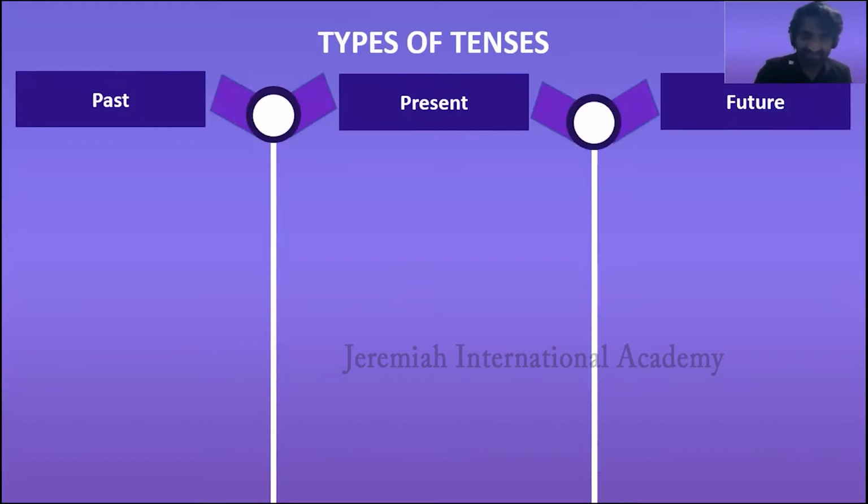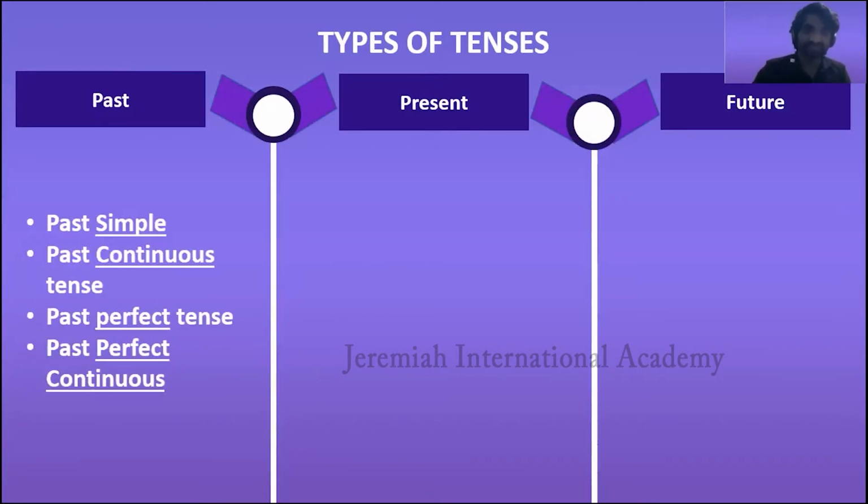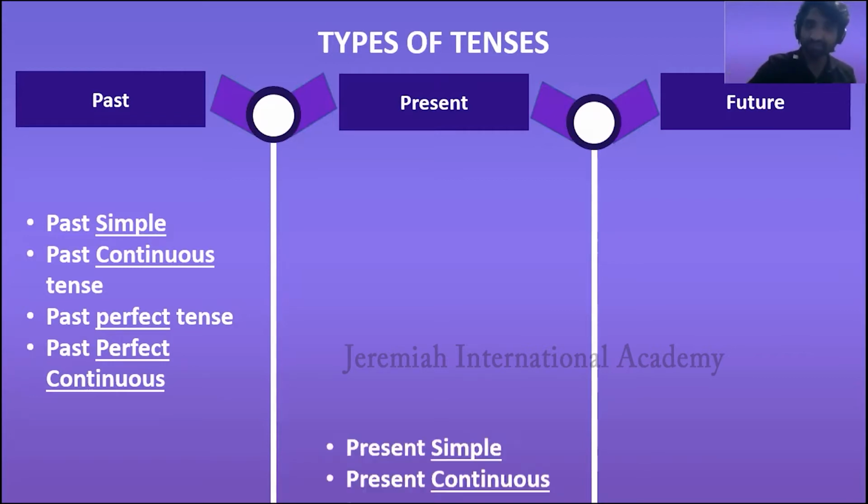First one is past tense. So what comes in the past tense? That is past simple. So please look at the things that I've underlined. That is simple past, then past continuous tense, then past perfect tense, then comes past perfect continuous. All right.